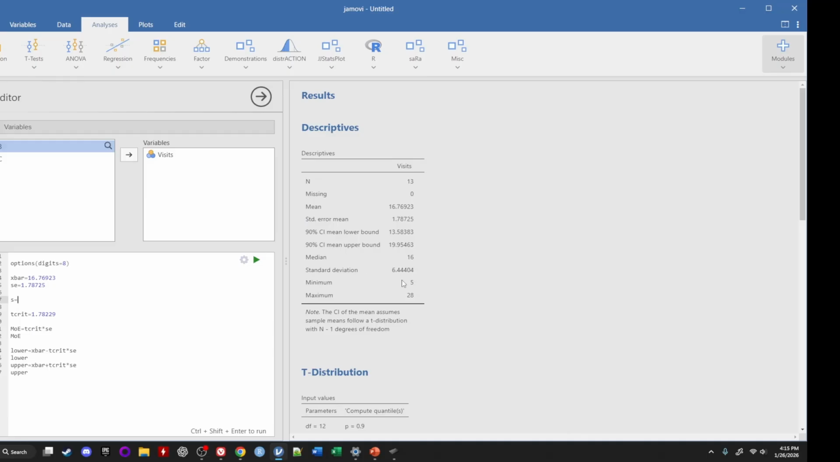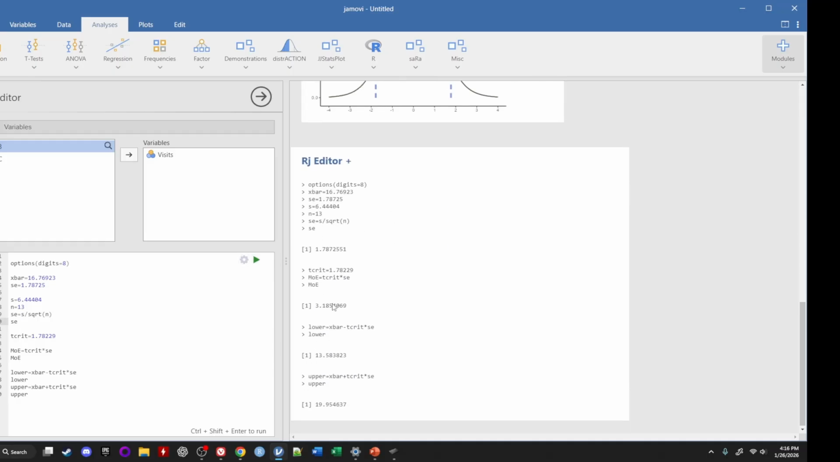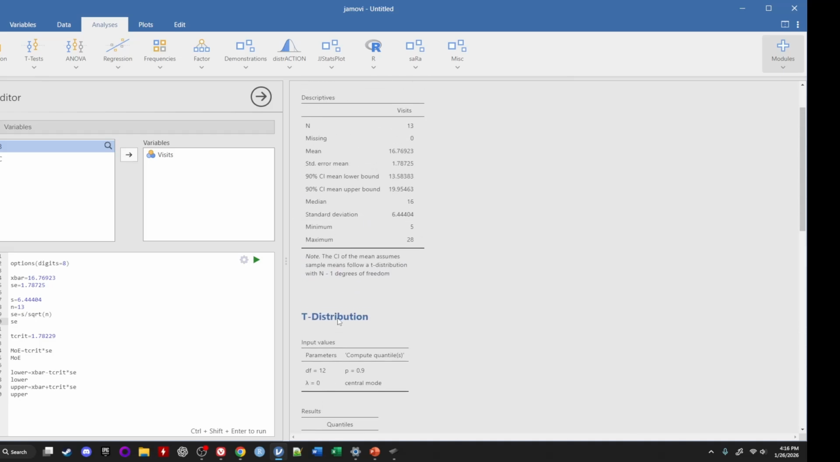The sample standard deviation was 6.44404, and the sample size, n, was equal to 13. And so we can also calculate the standard error by saying s divided by the square root, sqrt, of n. And we can ask to see it again by just typing out se. We run it again, and notice how we get the standard error of 1.787, and that's what we got up here, 1.787. Look how handy that is, that we can do all of those calculations right here inside of Jamovi.